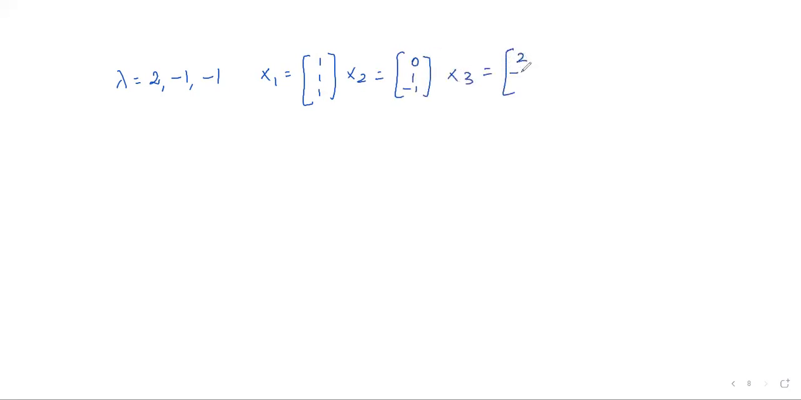So I am able to find the eigenvalues. The eigenvalues are lambda is equal to 2, minus 1, minus 1. The corresponding eigenvectors are x1 is equal to [1, 1, 1], then x2 is equal to [0, 1, -1], and then x3 is equal to [2, -1, -1]. Now next I have to find the normalized modal matrix.